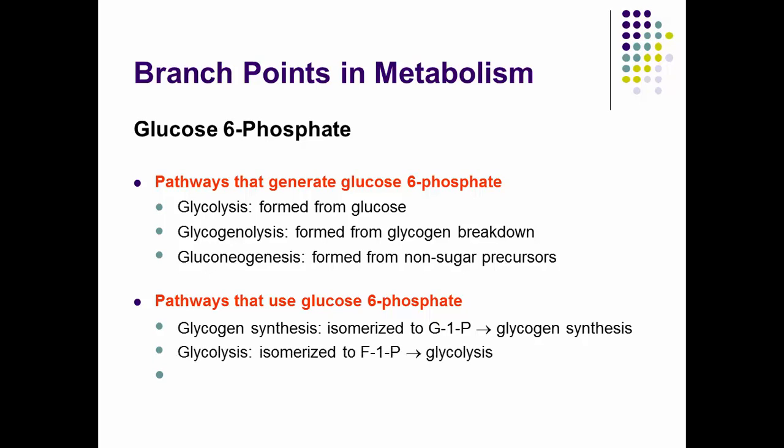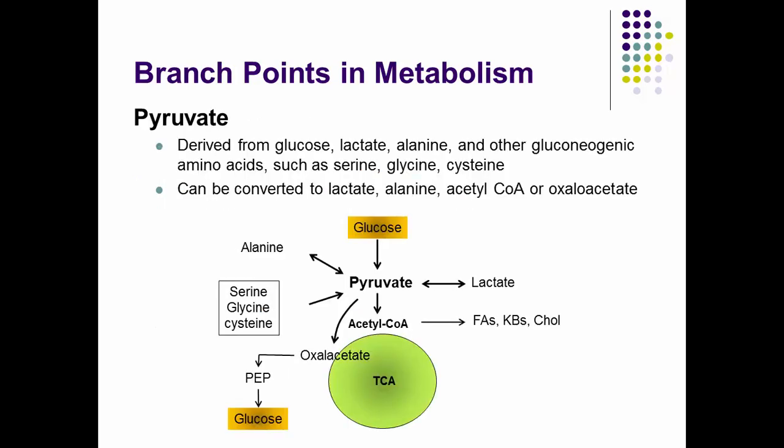And glycolysis and pentose phosphate pathways, right? Remember, the substrate is glucose 6-phosphate, and for the specific pathways. On a second branching point that is important, metabolize the pyruvate. So pyruvate can be produced from glucose and other gluconeogenic amino acids, right?